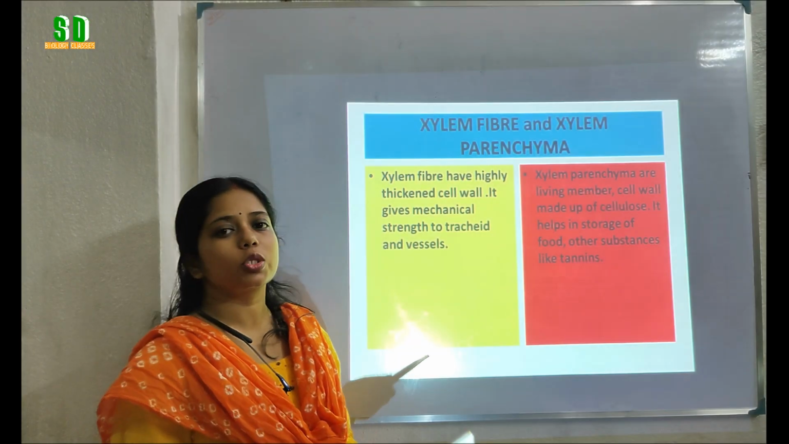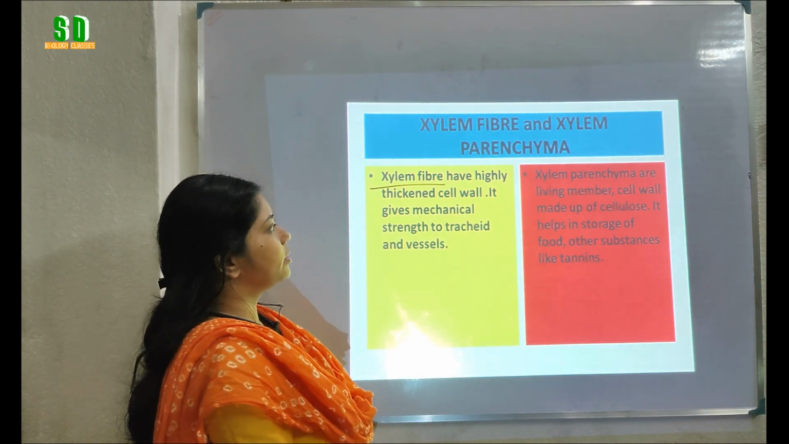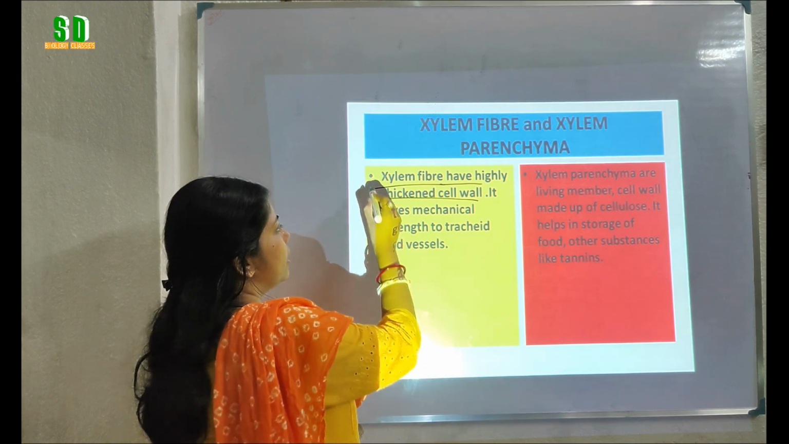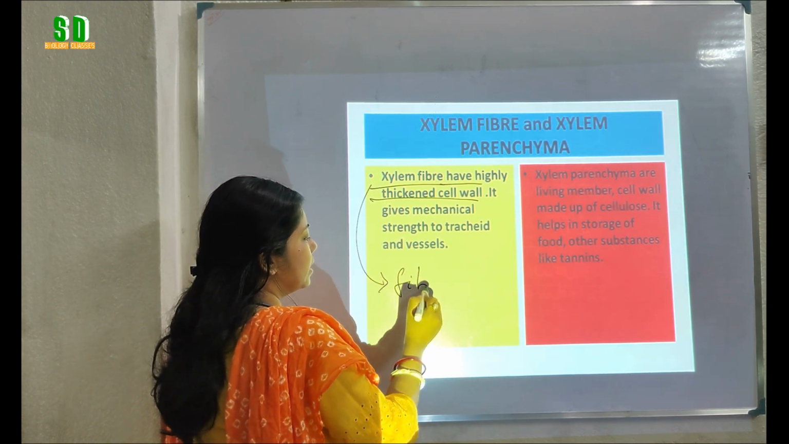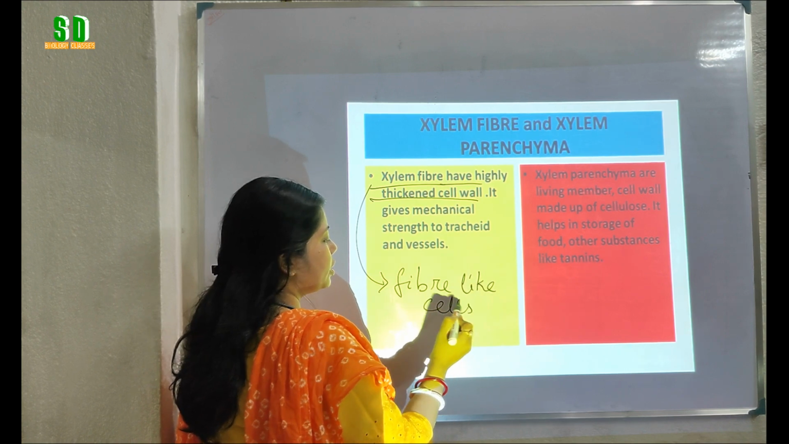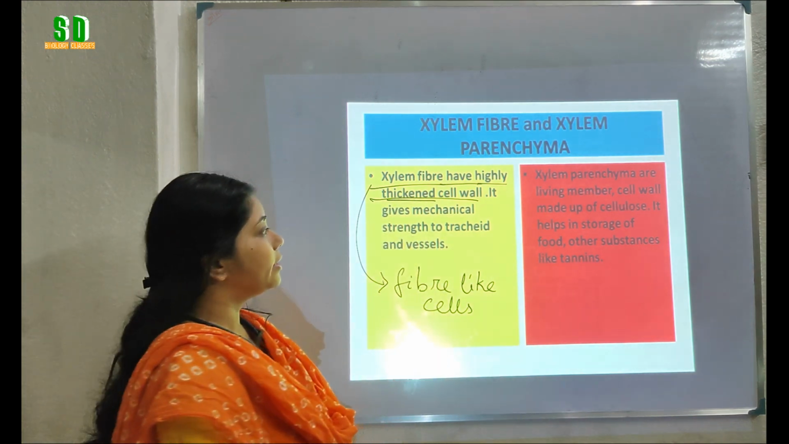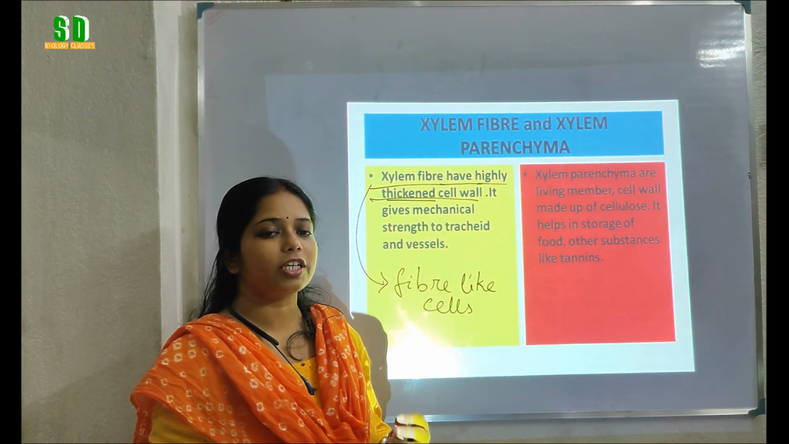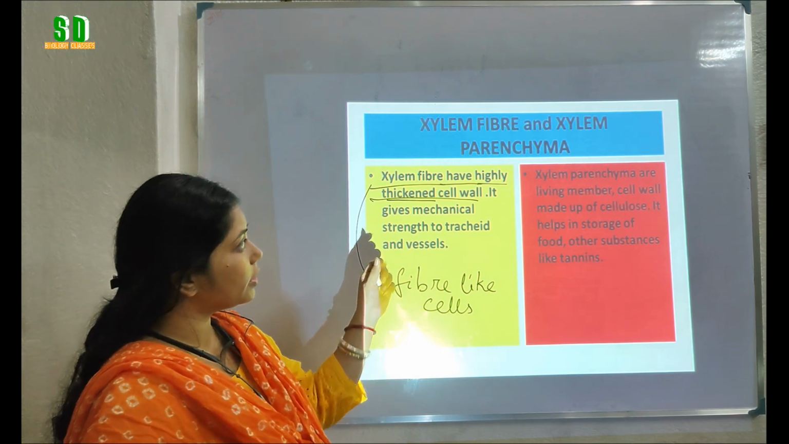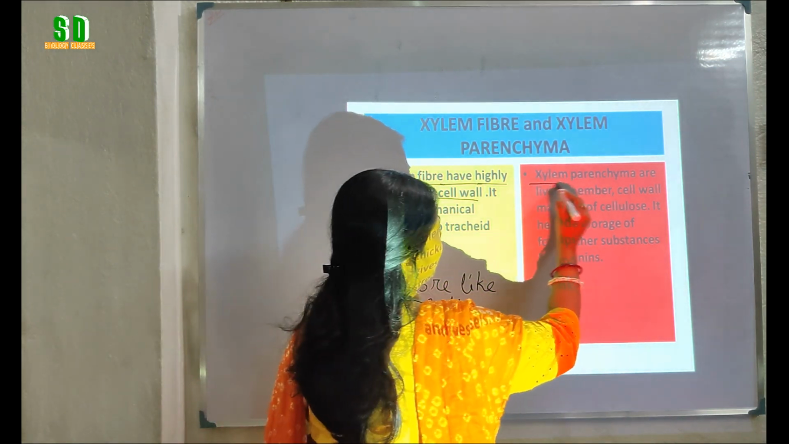Now another two members of the xylem tissue. The xylem fiber. The xylem fibers are fiber-like cells present in the xylem tissue. They have a highly thickened cell wall, and due to this highly thickened cell wall, they give mechanical strength to the xylem tissue. Another member of the xylem tissue is the xylem parenchyma.